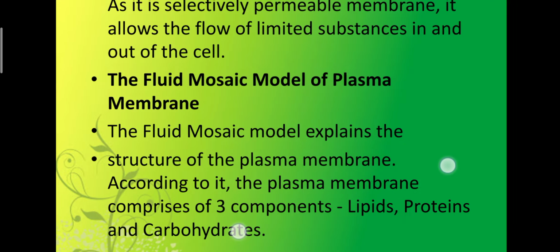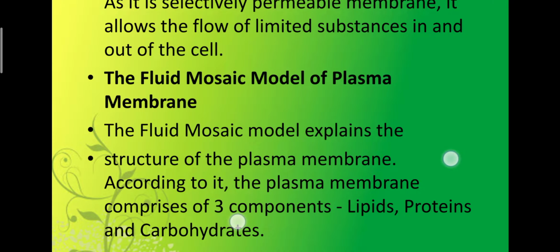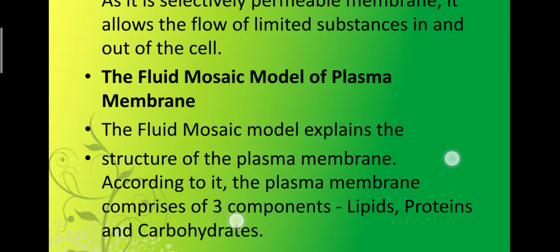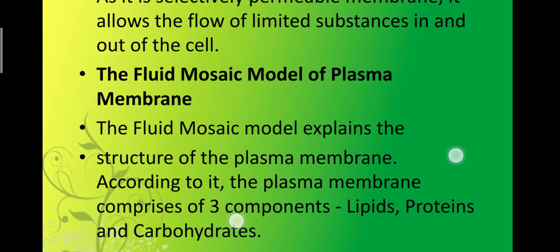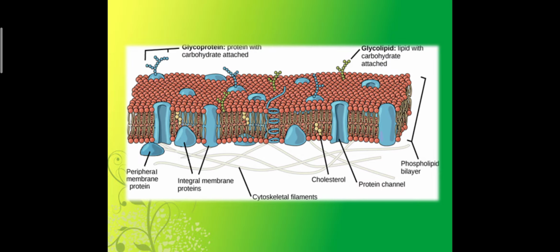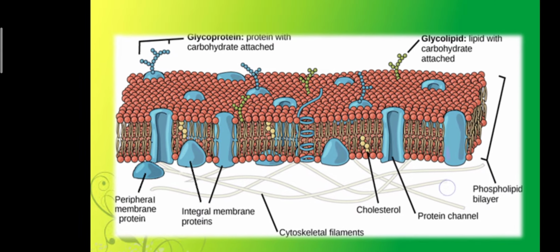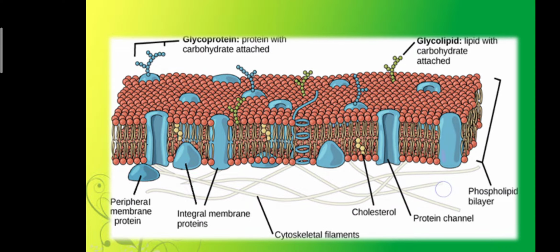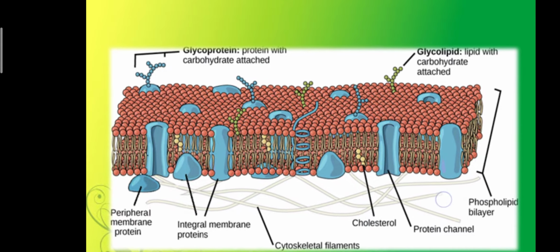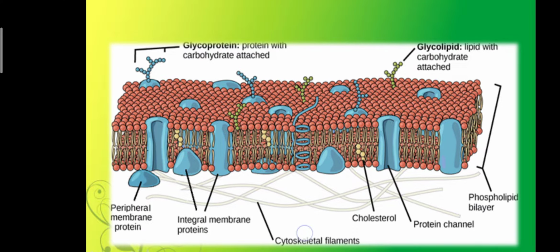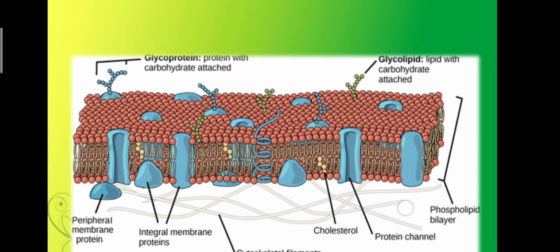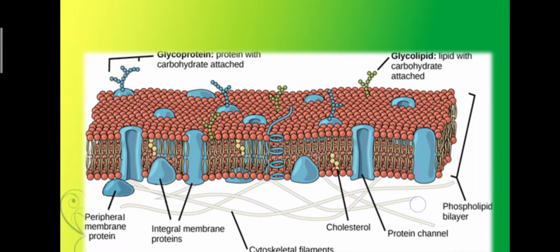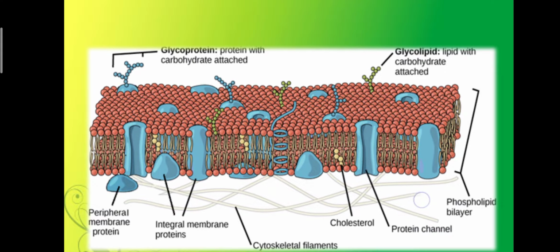Now, the cell membrane is a sandwich structure which is explained by the fluid mosaic model. According to this model, the plasma membrane comprises three components: lipids, proteins, and carbohydrates. This is the structure of the plasma membrane. You can have a look, it is like a sandwich structure. That reddish part is up and down, and the in-between part is the protein part. The up and down part is a phospholipid bilayer having glycoproteins, that is lipid combined with carbohydrates, and then peripheral and integral membrane proteins are situated.